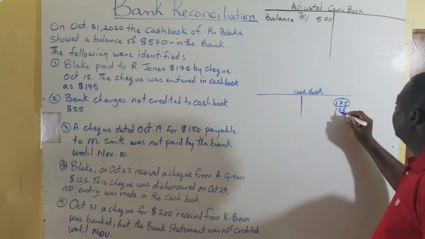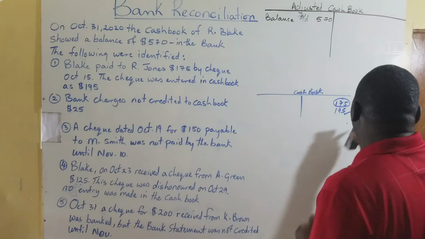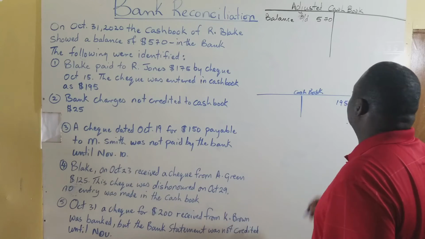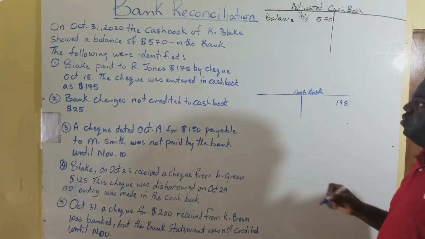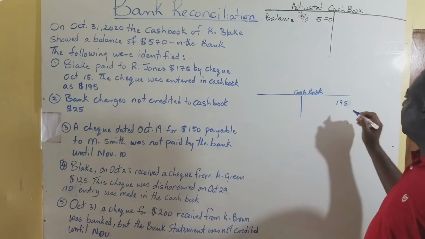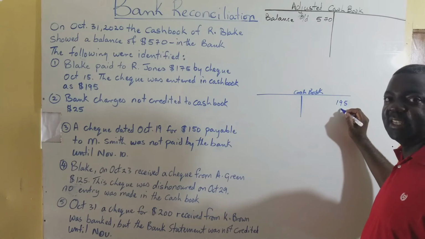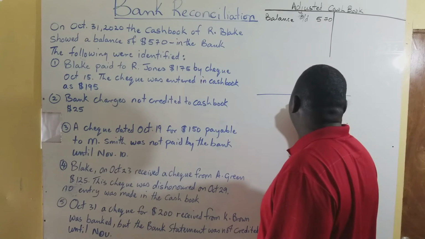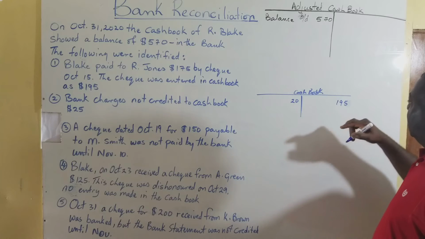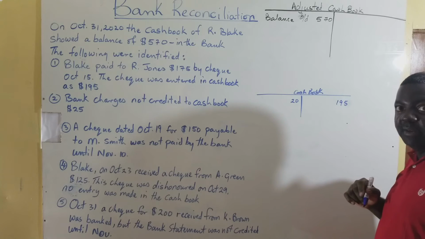So 195 that was there. So this is what was in the original cash book, 195. But what should it have been? 175. Now to take out the excess that is on the credit side, we must go to the debit side and write the excess, which is 20. Because when you take 175 from 195, we get 20, right?